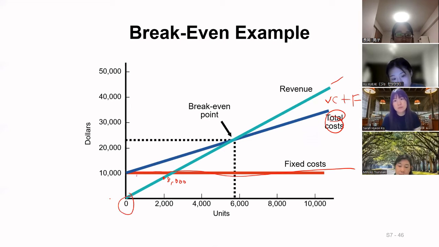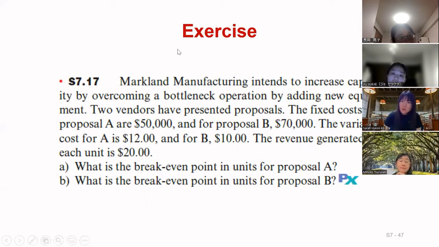If you make nothing, what is your variable cost? Sarah, if I don't make anything, what is my variable cost? Yeah, zero. You're right. Okay, but here because we have 10,000, so zero plus 10,000. That's why this is the total cost. Total cost curve is actually fixed plus variable. Okay. If I make 10,000, my total cost is 10,000 plus 10,000 times what? 2.25? Variable cost, right? Variable cost. Okay.